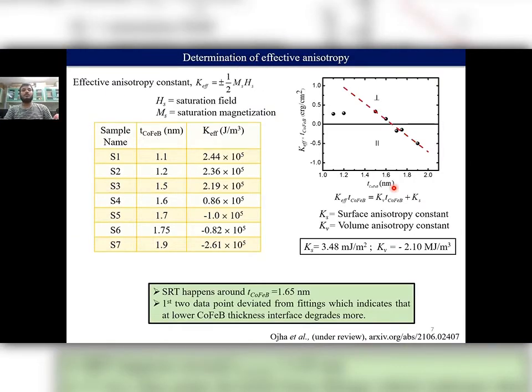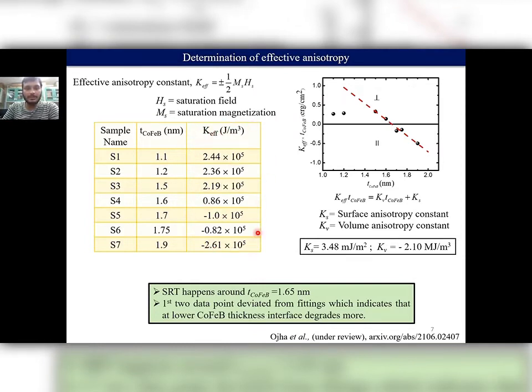Next, we have also calculated the effective anisotropy constant in our system. To do that, we have first measured the saturation magnetization field, which is basically the hard axis saturation field, and this is the saturation field.